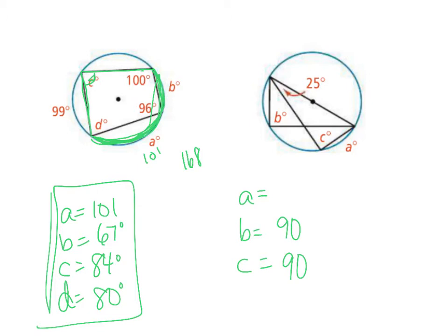Now A is going to be a little bit different. A is the intercepted arc from that angle right there, that 25 degree angle. And the angle is half the arc. If the angle is 25, then I'll have to double it, and the arc would be 50. That one was a little bit easier, I think.